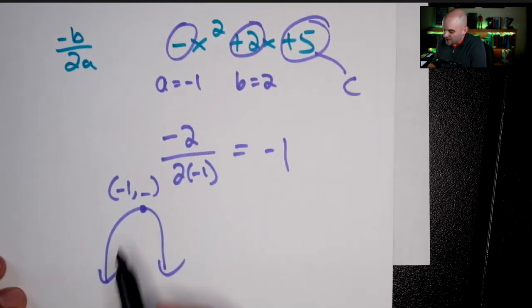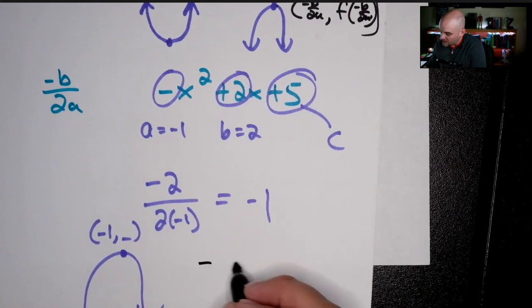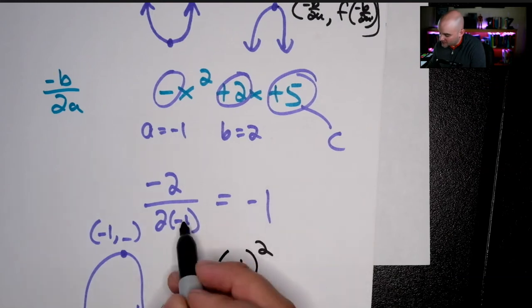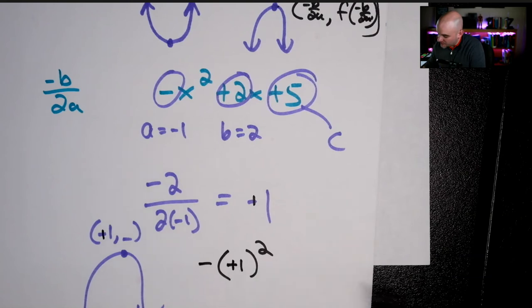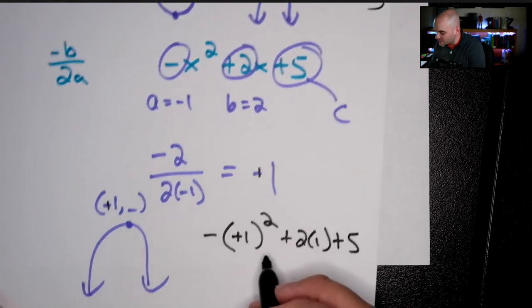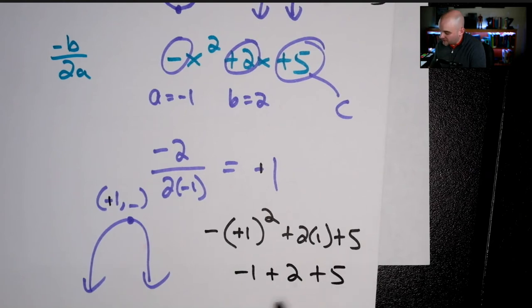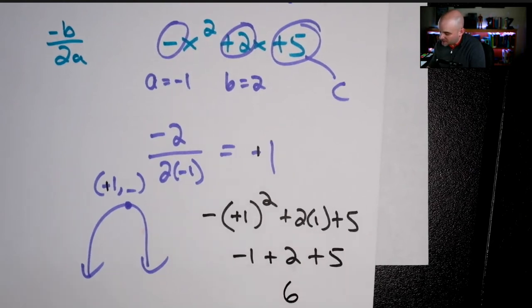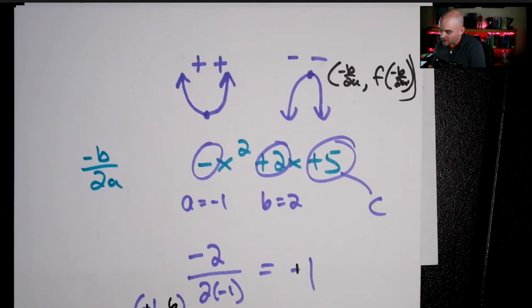So we found the x value, it's negative 1. I now need to put it into this equation right here. I'm going to write it over. So we got negative 1 squared. I'm sorry, this isn't negative 1, is it? I went too fast with that. That's a positive 1. So this should be positive 1 squared, and then plus 2 times 1 plus 5. So 1 squared is 1. I get negative 1 plus 2 plus 5 here. And this gives me 6 as my value right there. So the maximum value occurs at 1 comma 6.